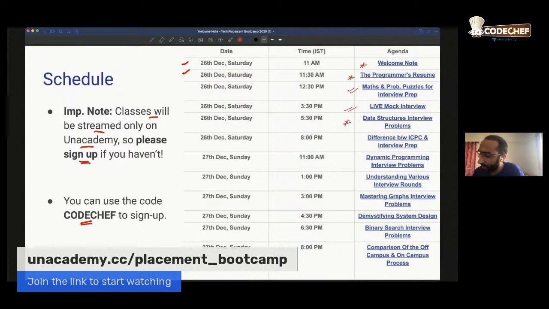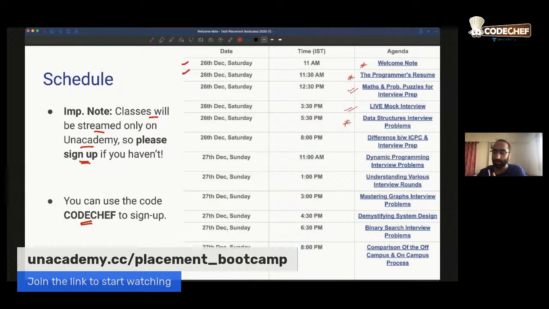Then we will have a session on the difference between ICPC and interview preparation. ICPC, as we know, is a very prestigious competition for college students, and a lot of people tend to think that if they're not able to do well in ICPC, they would probably not be able to do well in interviews as well. But we want to highlight that preparation for ICPC regionals or world finals is very different from how you prepare for interviews. So you don't need to prepare for ICPC regionals or world finals or do well in ICPC to be able to do well in interviews. These are two very different streams, and there are also some topics which are important for interviews but not so important for ICPC.